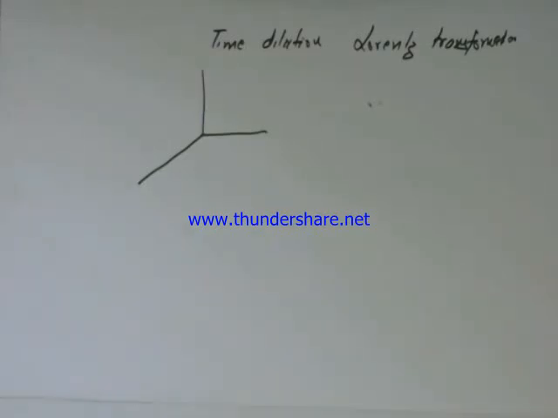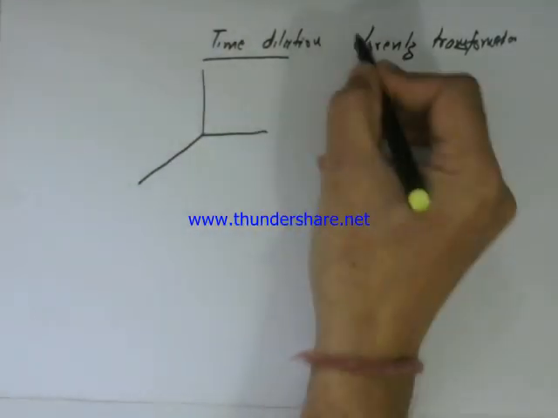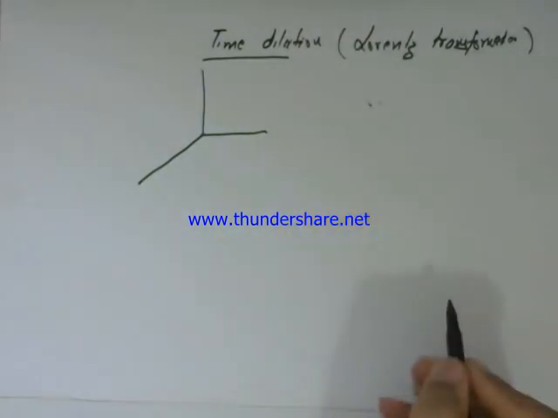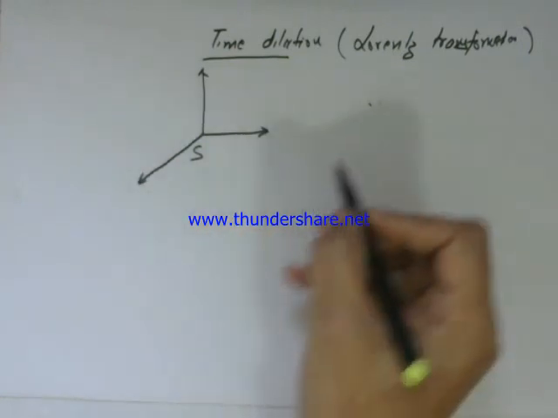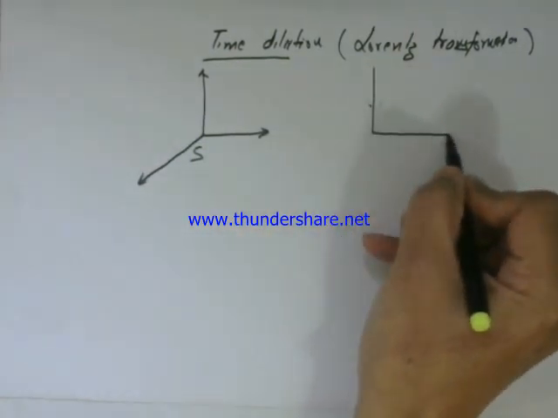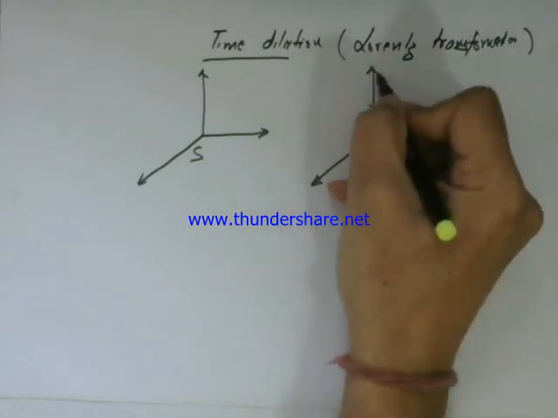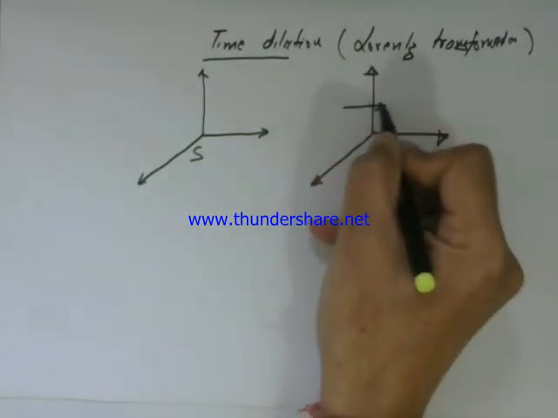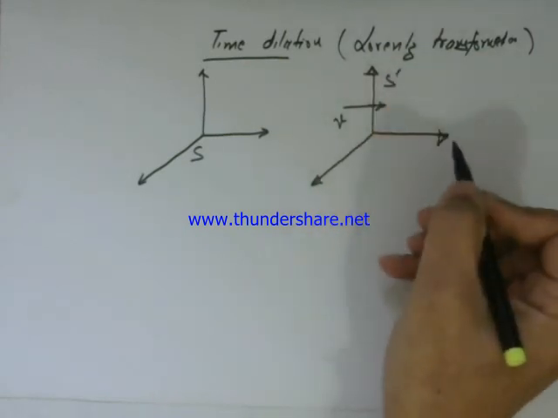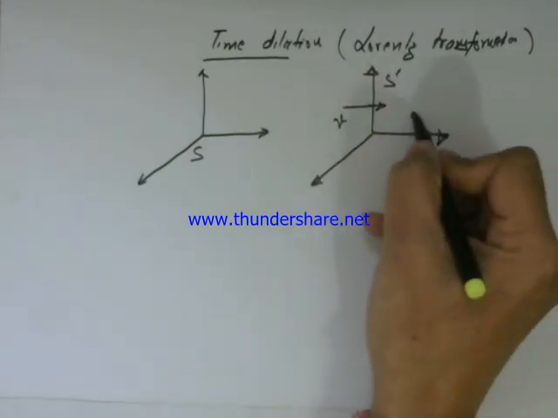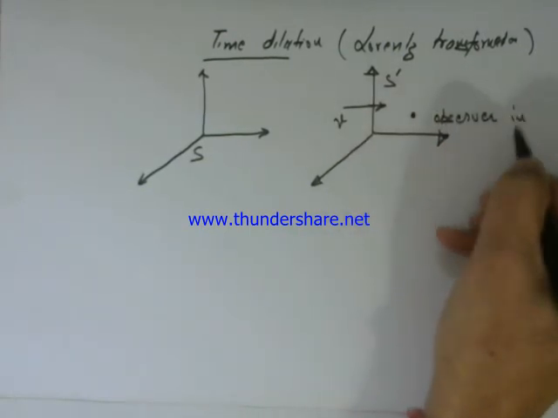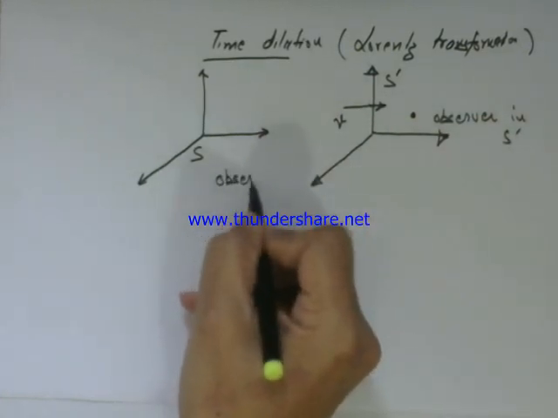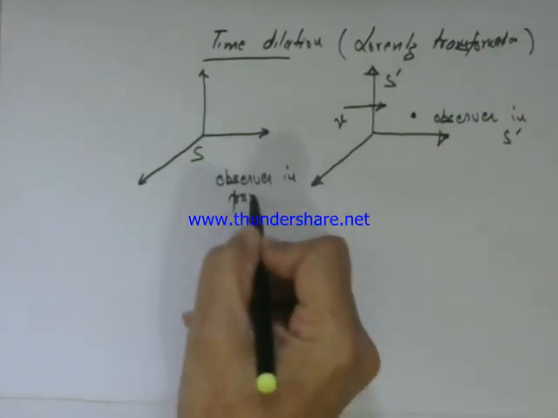In this lecture, we'll cover the concept of time dilation, and we'll use the Lorentz transformation for deriving the relationship for the time dilation. Let this be a frame which is stationary, and let there be another frame which is moving with a velocity v. Let this frame be S dash. Let there be an observer in frame S dash and an observer in frame S.